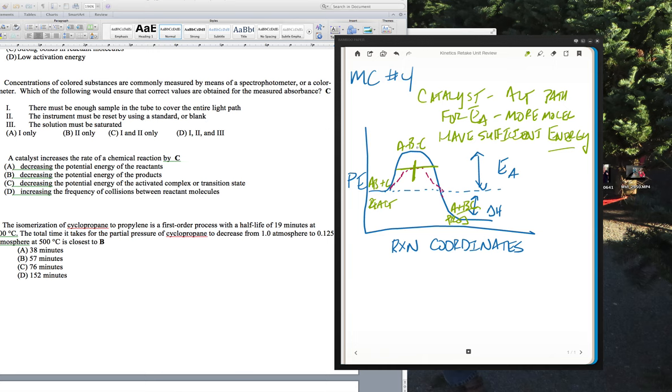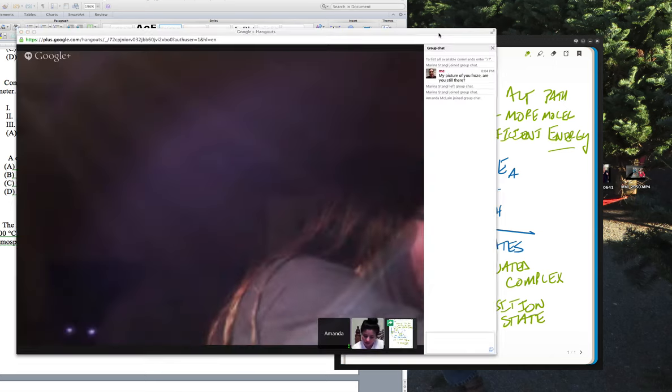This is the activated complex right here. That's much easier when it's drawn out. I'm so glad to hear that. I wish I would have done that earlier. Or you could also call it the transition state. For our purposes, they're basically going to be the same thing. Okay? So that makes sense on number four there? Yeah. Okay.